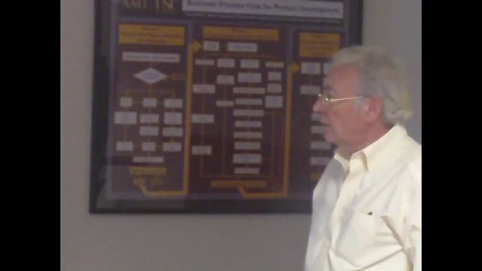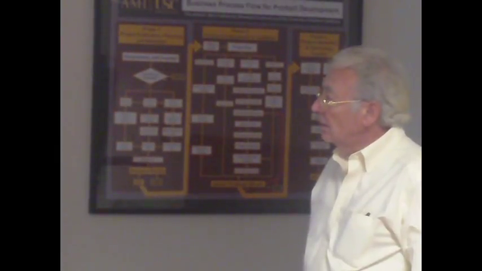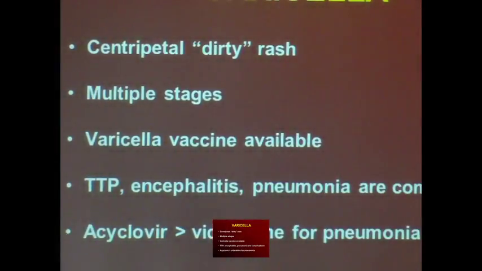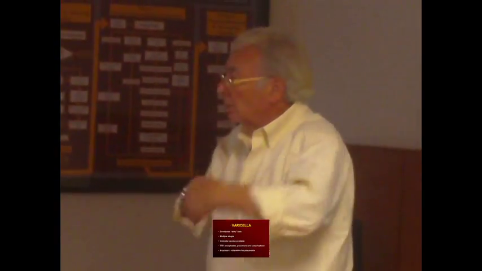Chickenpox is a dirty rash disease, okay, which has vesicles, has all kinds of different manifestations and stages of the disease. And chickenpox parties are not smart things to do. Next. So, it's characterized by centripetal rash starting in the periphery and working to the middle.